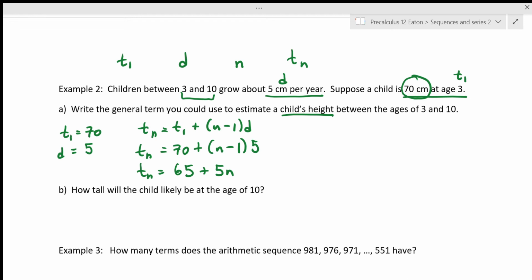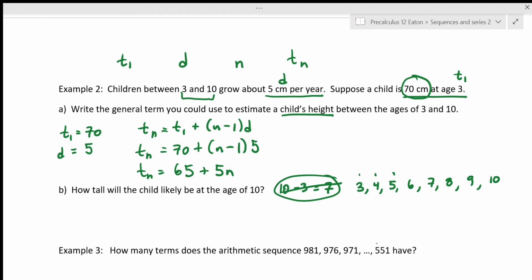Okay, so some people like to say, well, 10 minus 3 is 7, so 10 should be T7. That's actually not correct. Let's list out those numbers. We have 3, 4, 5, 6, 7, 8, 9, and 10. And if I actually count how many there are, we have 1, 2, 3, 4, 5, 6, 7, 8 numbers between 3 and 10, despite the fact that 10 minus 3 is 7.